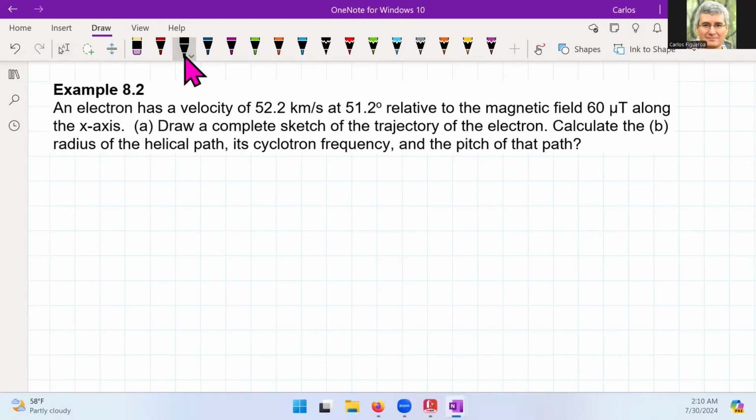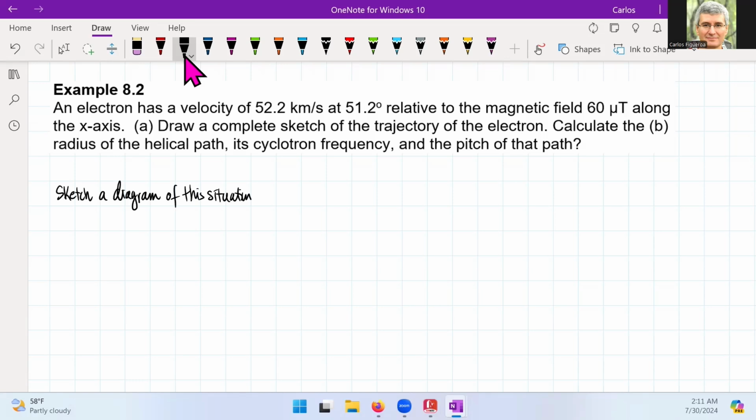So let's start by drawing a sketch. So let's sketch a diagram of this situation. It tells us that the velocity is 60 degrees relative to the x-axis, or 51.2 degrees relative to the x-axis.